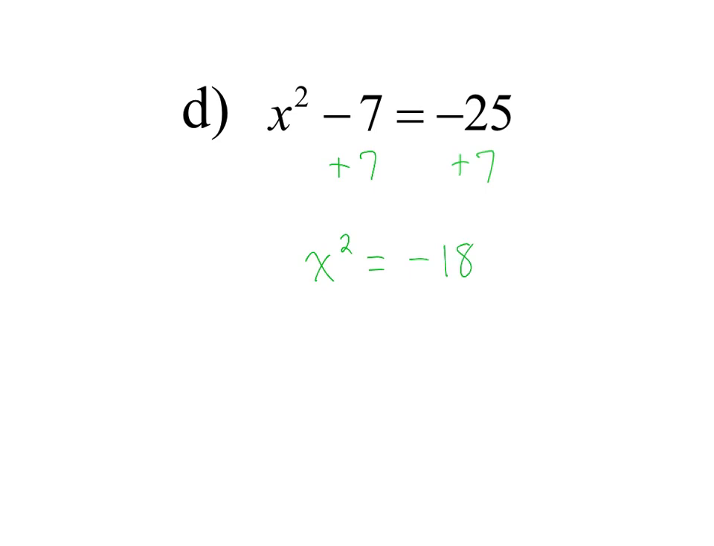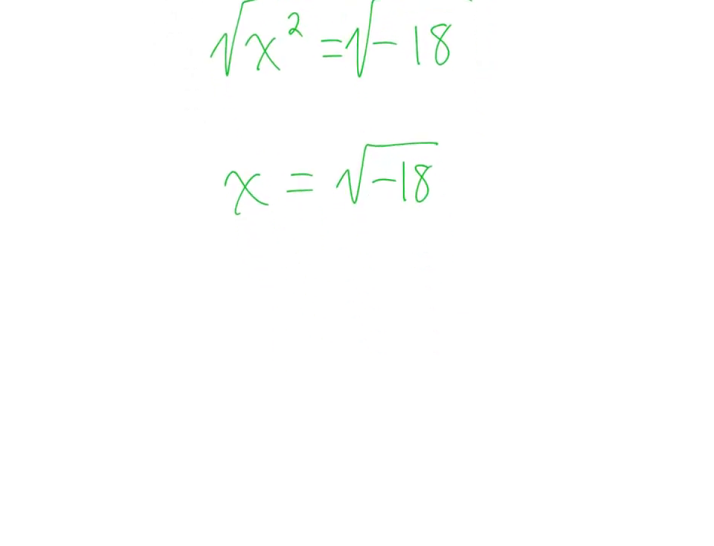All right, now we need to get rid of that squared on the x. We need to take the square root of both sides. But now we have x equals the square root of negative 18. Can we do the square root of a negative number or no? Nope. So if there's a square root of a negative number, we're going to write no real solution. And this is our answer.